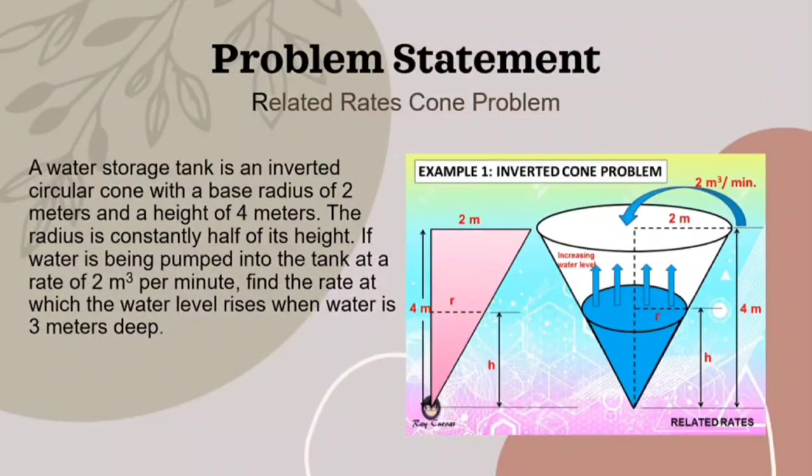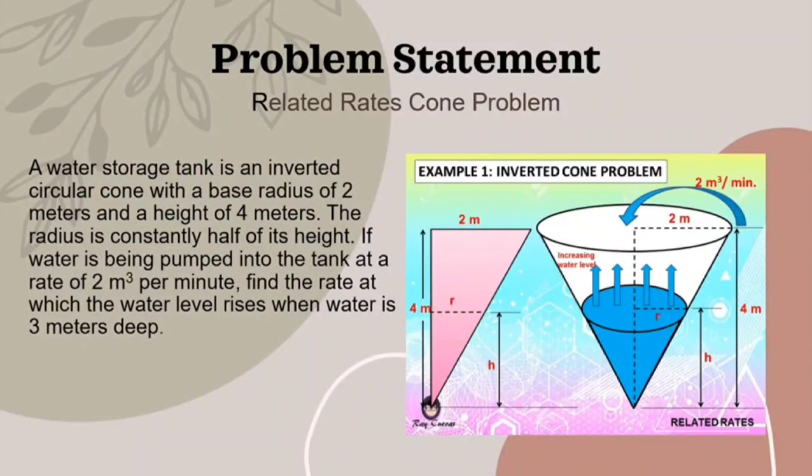Problem statement. Related rates cone problem. A water storage tank is an inverted circular cone with a base radius of 2 meters and a height of 4 meters. The radius is constantly half of its height. If water is being pumped into the tank at a rate of 2 meter cube per minute, find the rate at which the water level rises when the water is 3 meters deep.